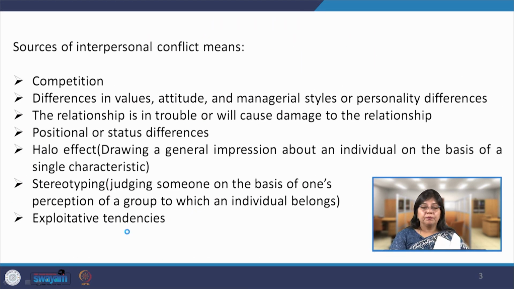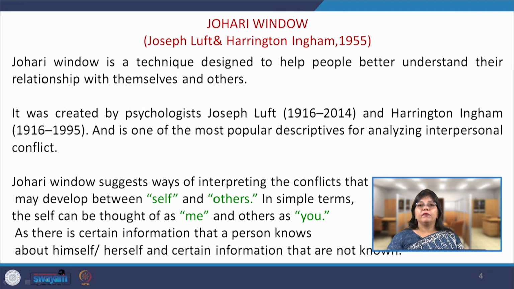In this window, it has been suggested that, to interpret the conflict, it may develop between self and others. That means self is me and others is you. So, conflict between me and you. In simple terms, the self can be thought of as me and others as you, and certain information that a person knows about himself and certain information that is not known can be collected together to resolve any interpersonal conflict. So, this is the base of the Johari window, where two people, me and you, are involved in an interaction, and how the conflict can be resolved based on sharing information or giving feedback to each other.